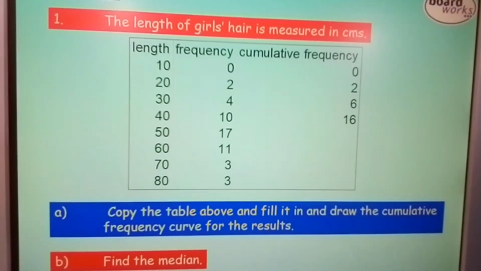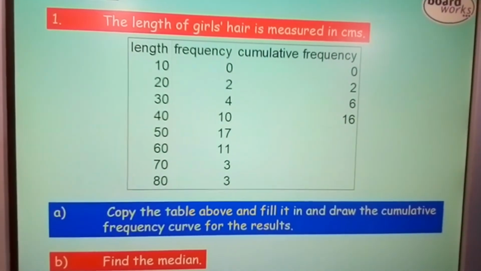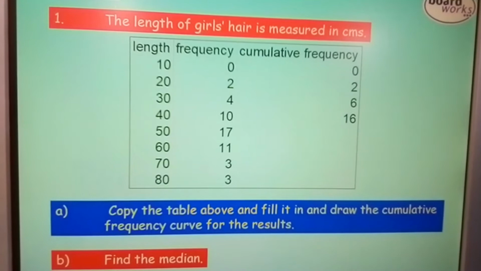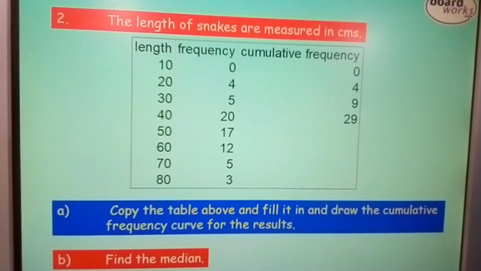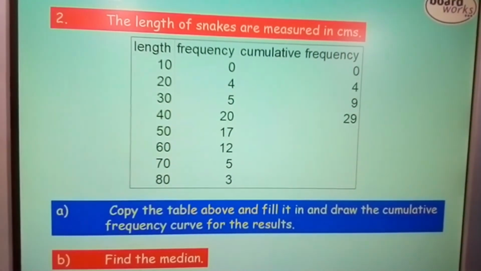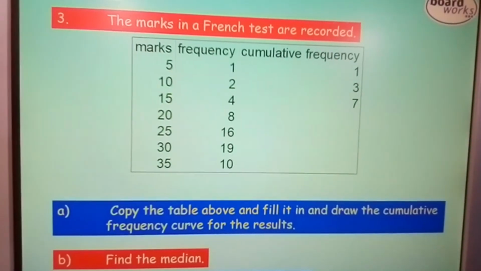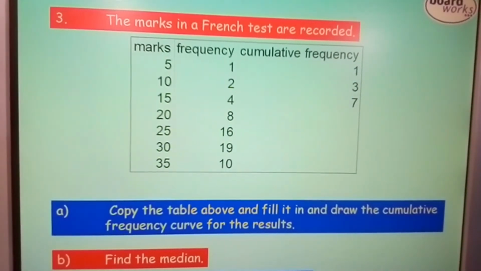Questions. The length of girls' hair here is measured in centimeters. Now again, this is for you to follow and do. I don't need to do anything further on this. Find the interquartile range. Find the median range.